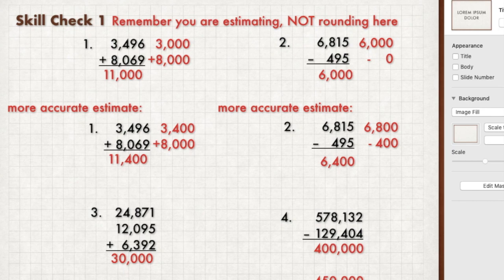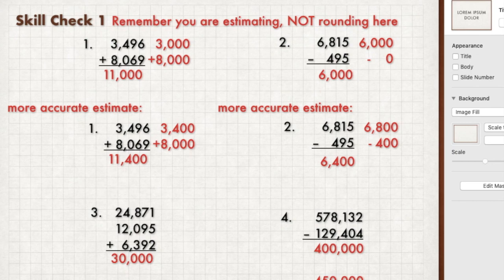Number 2, you can see here that we have 6,815. If I was rounding to get a closer estimation, I would round the 6,815. That 8 is above 5, so that would turn that to a 7. But I'm not rounding here. I'm just looking at the front end. I'm just looking at the 6. I'm ignoring the 815. Now for the 495, there's no thousandths place. So 6 minus 0 equals 6,000.